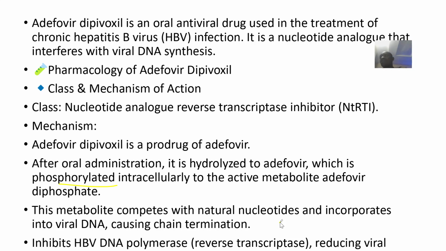So they call that the chain termination. So this will inhibit what? The hepatitis B virus DNA polymerase. Okay, this will now reduce how the virus is making other copies of itself.